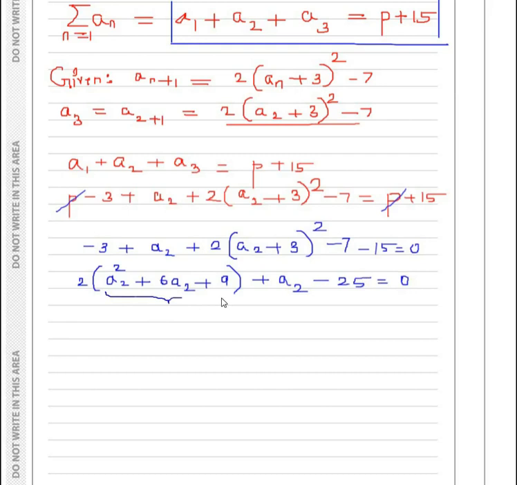For this one, I have used the a plus b the whole square expansion. This is how I have expanded this bracket. So a plus b the whole square is a square plus 2ab plus b square. Using this identity, I have got this expansion of a2 plus 3 the whole square.